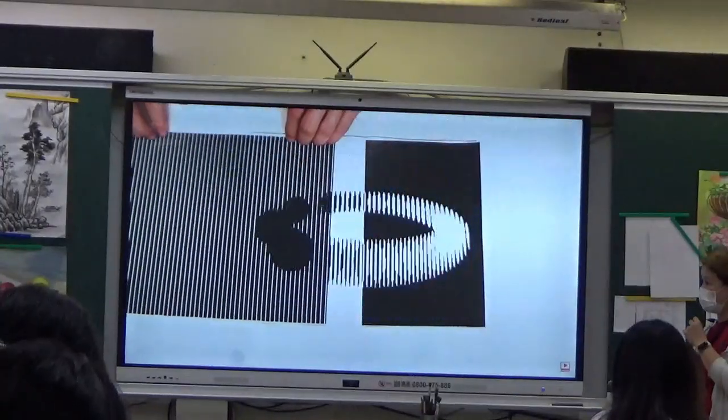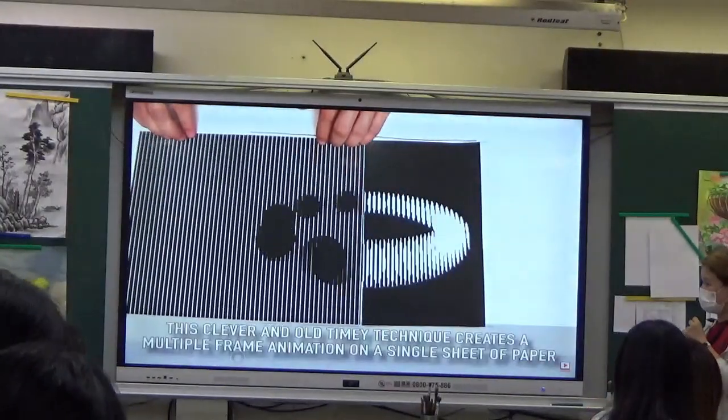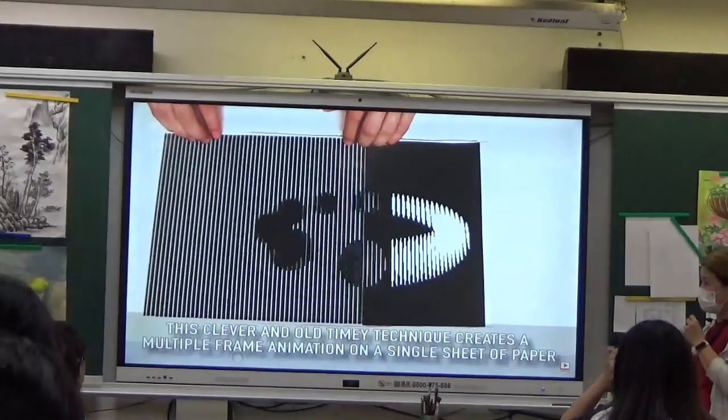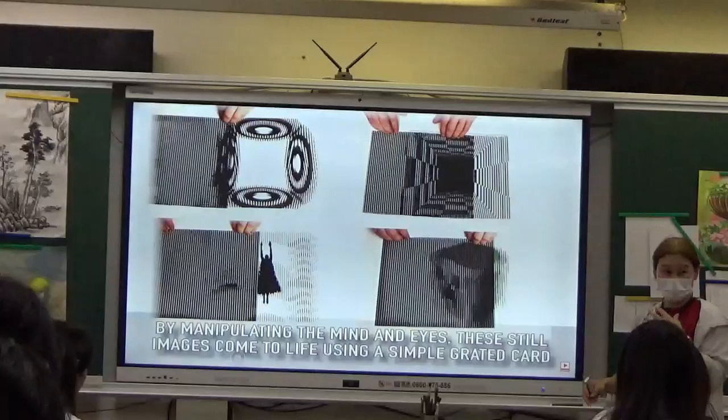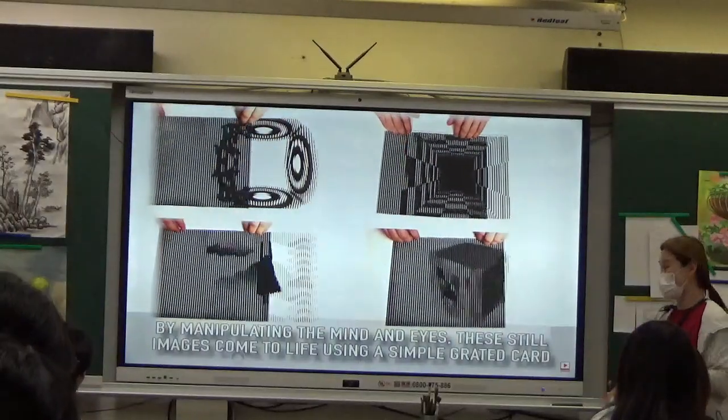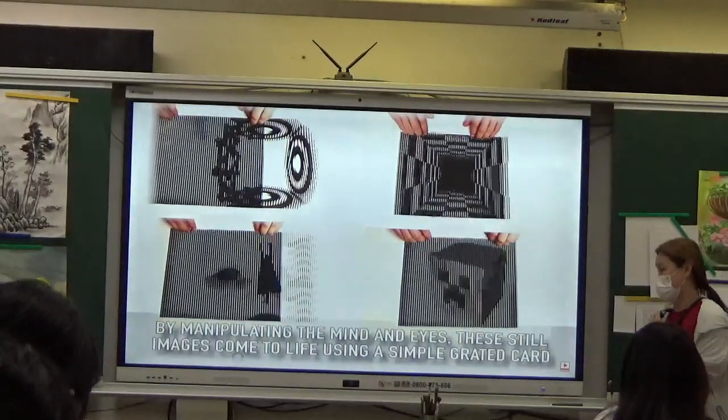Animation illusion. This clever and old-timey technique creates a multiple frame animation on a single sheet of paper. By manipulating the mind and eye, these still images come to life using a simple graded card.